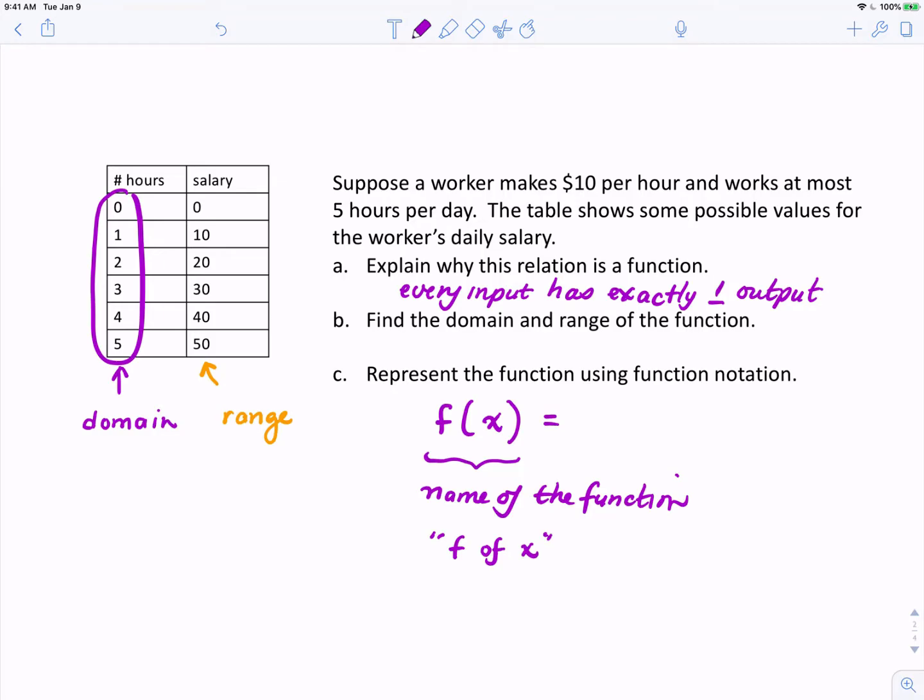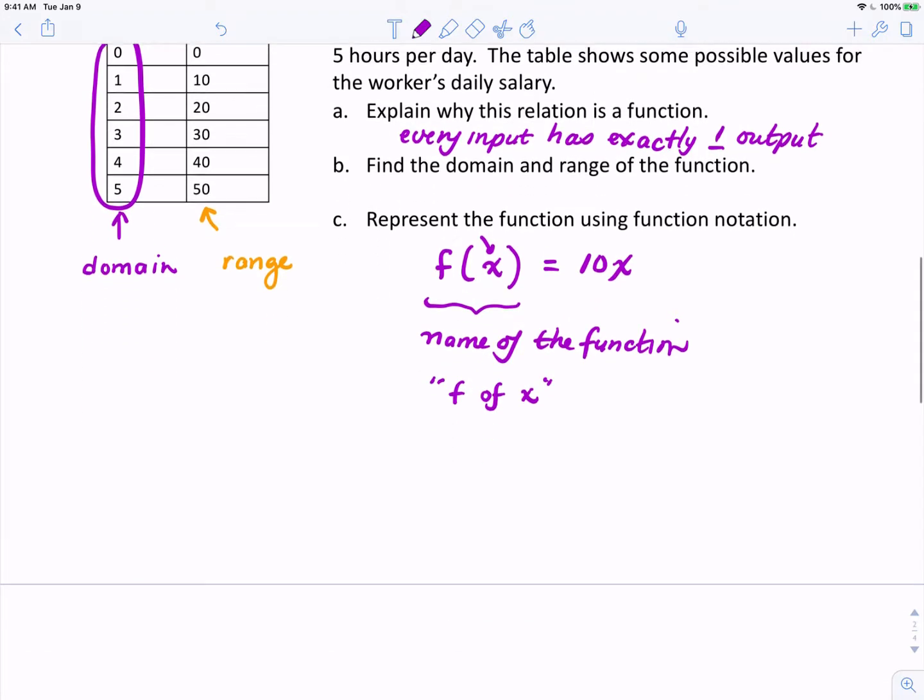And the salary function, we take every input value x and multiply it by 10. And so in function notation, we could write f of x equals 10x, or in other words, f of x equals 10 times x.